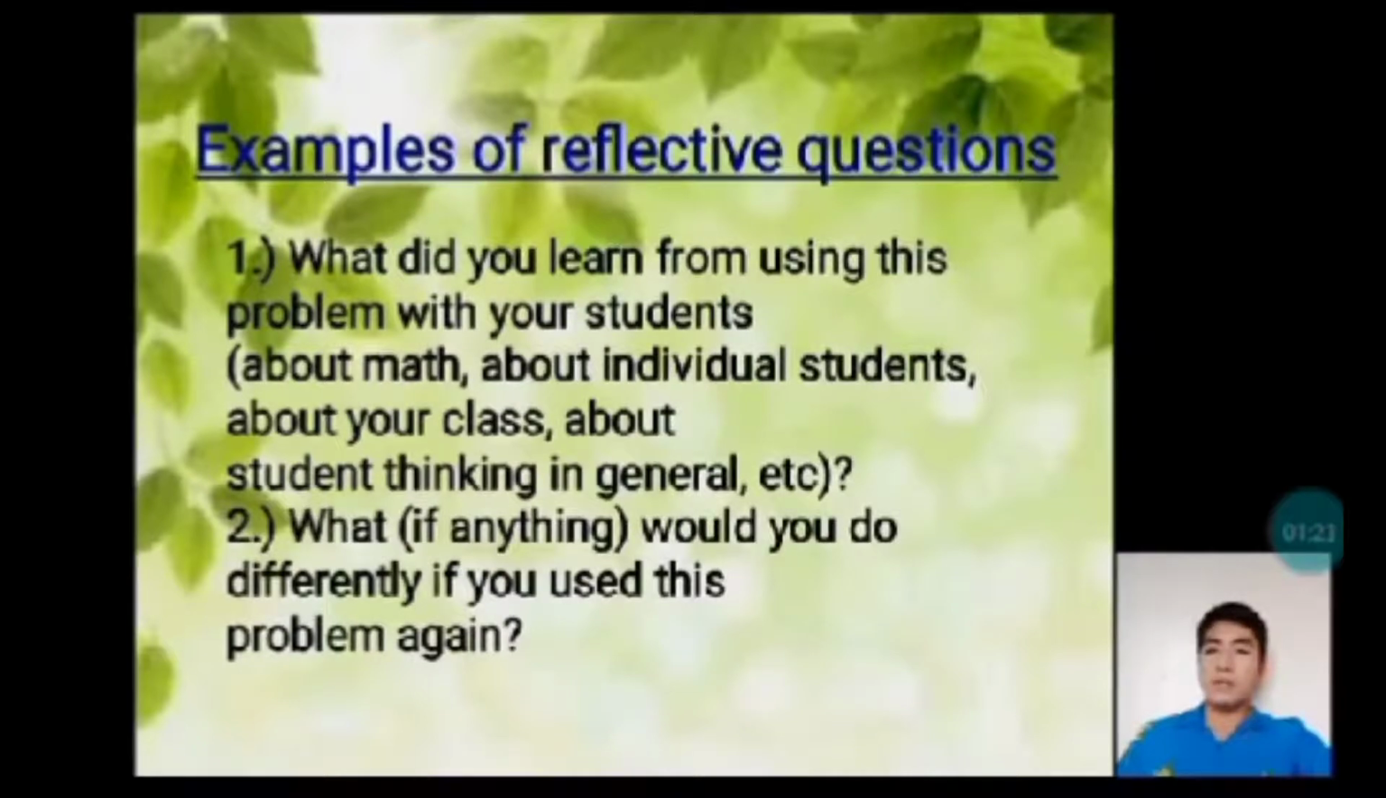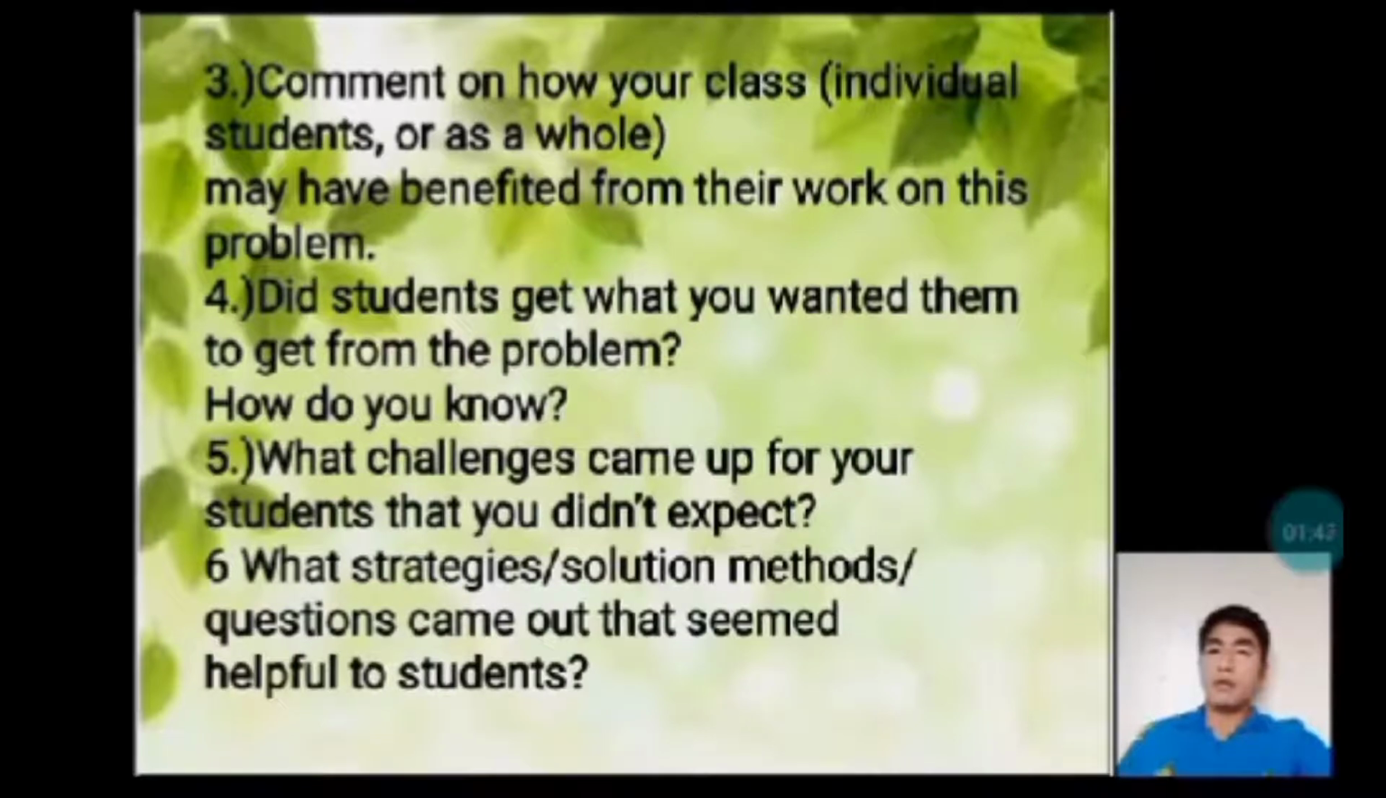Example of reflective questions. First, what did you learn from using this problem with your students? About math, about individual students, about your class, about your students' thinking in general. Second, what, if anything, will you do differently if you use this problem again? Third, comment on how your class, individual students, or as a whole may have benefited from their work on this problem. Fourth, did students get what you wanted them to get from the problem?